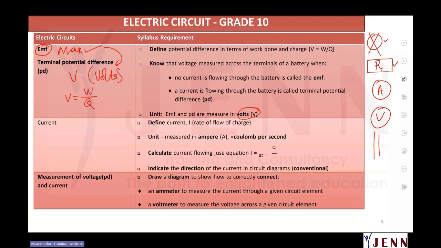Then the second thing that we also need to highlight from grade 10 is current, the flow of charge, I. Current is defined as the flow of charge. This is the one bullet in electric circuits that I personally feel is the most important, because it is through current that we are able to connect the entire circuit. It is through current that we are able to find other parts of the circuit.